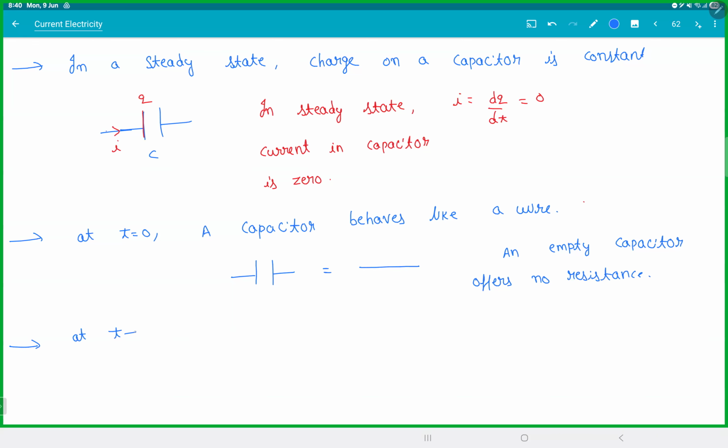At T infinity, if you keep the capacitor for a long time, it becomes full. If it becomes full, that means no more charge can come inside. If no more charge can come inside, that means there's no more current inside. So at infinity, a capacitor behaves like an open circuit. It has infinite resistance.